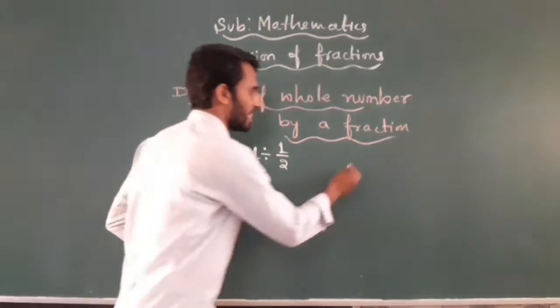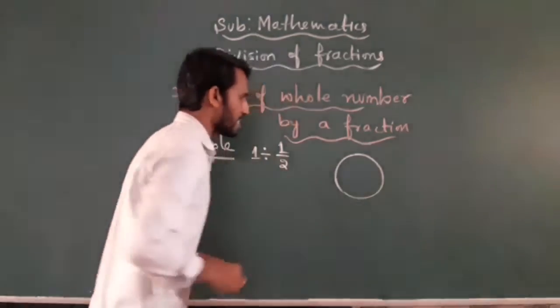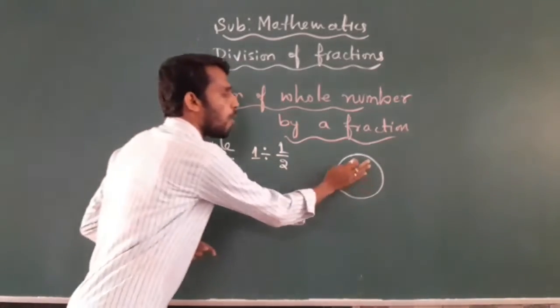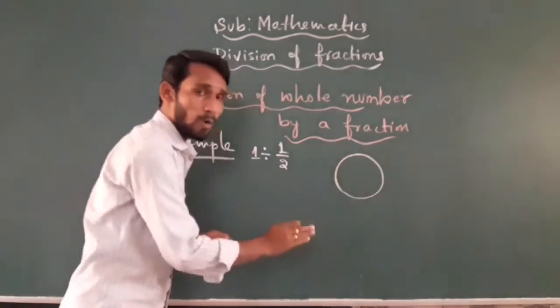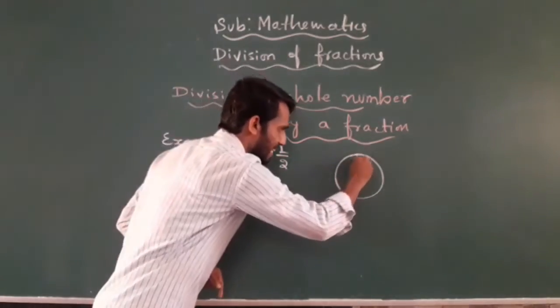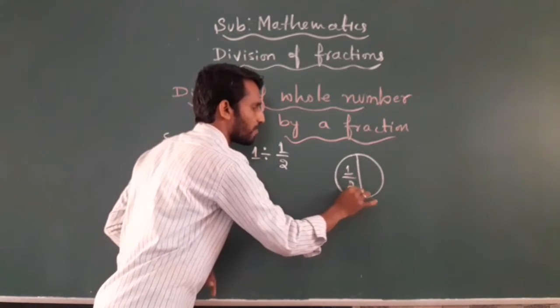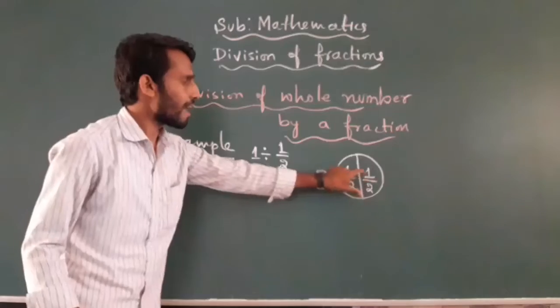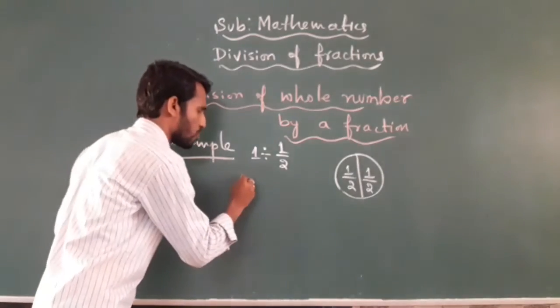Let us see one picture here. This is the circle. This one complete circle is 1. This is the whole. We have to divide it into halves. When we cut this circle into 2 parts, we get a half part each. 2 parts we are getting. This is half, and this is also half. Let us see the solution.